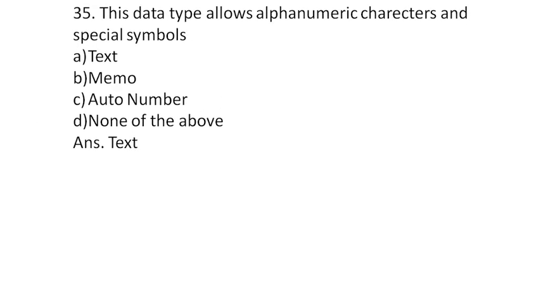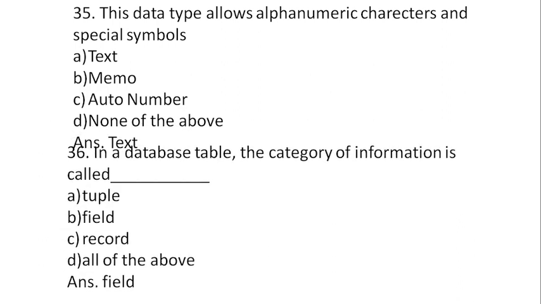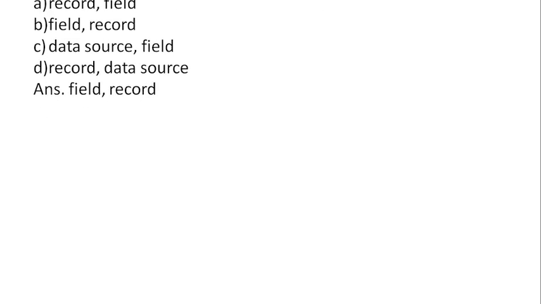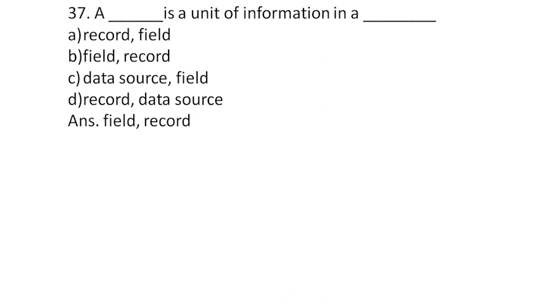Next, this data type allows alphanumeric characters and special symbols. Answer বলছে text. Next, in a database table the category of information is called dash. Answer হলো field. Next, a dash is a unit of information in a dash.